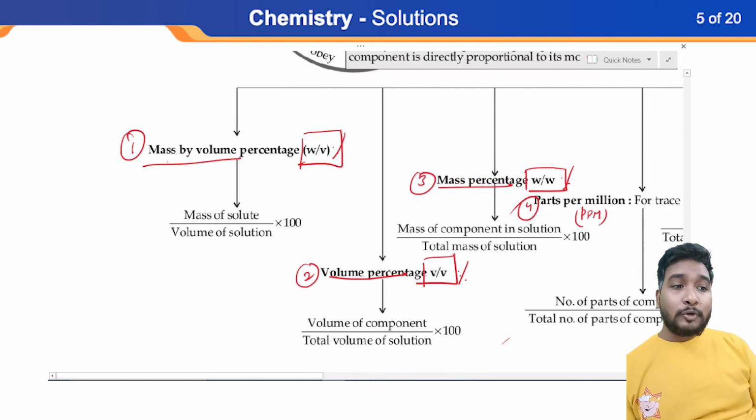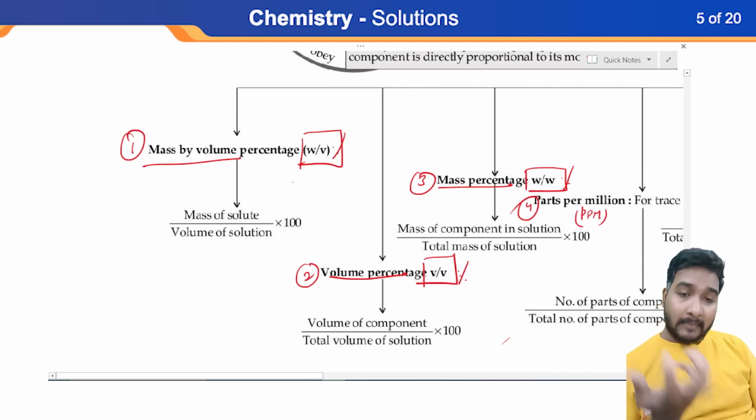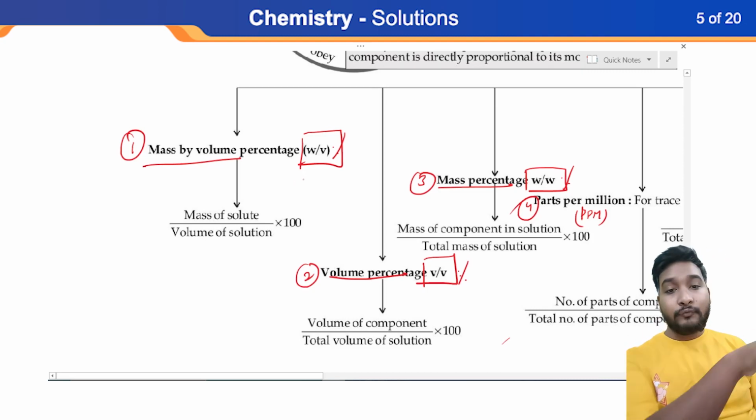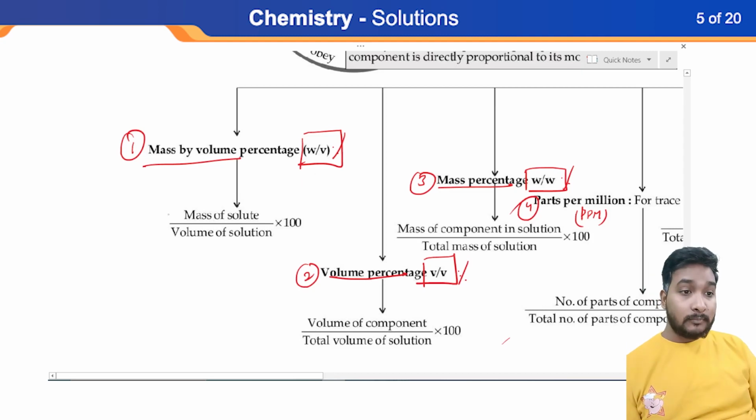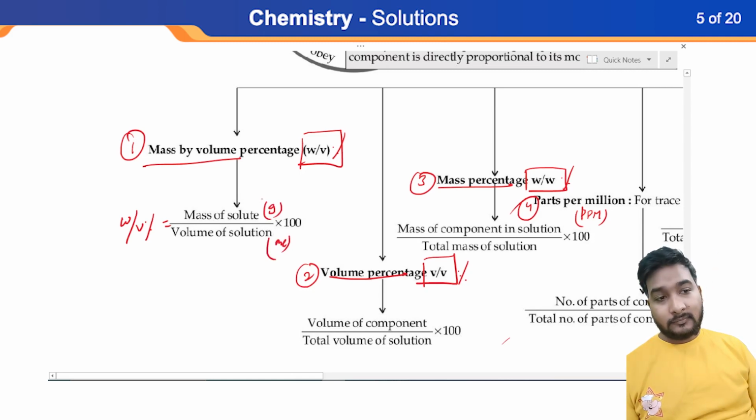Number 1 is mass by volume percentage, W by V percent. It means we can calculate the amount, or we can say concentration, of solute if we are taking weight of solute in a given volume of the solution. So the formula is W by V percent equals mass of solute in grams over volume of solution in ml, into 100. And why 100? Because we are calculating percentage. Simple. Okay.